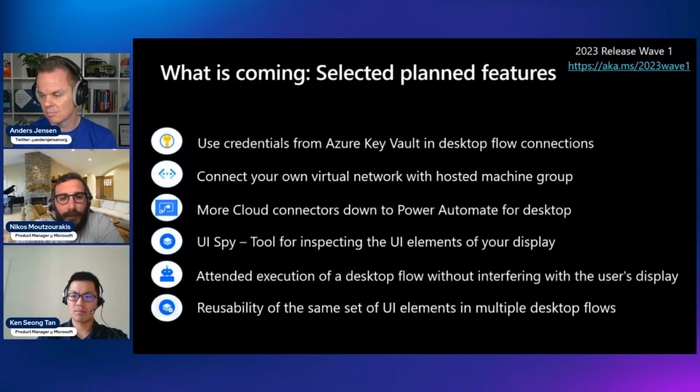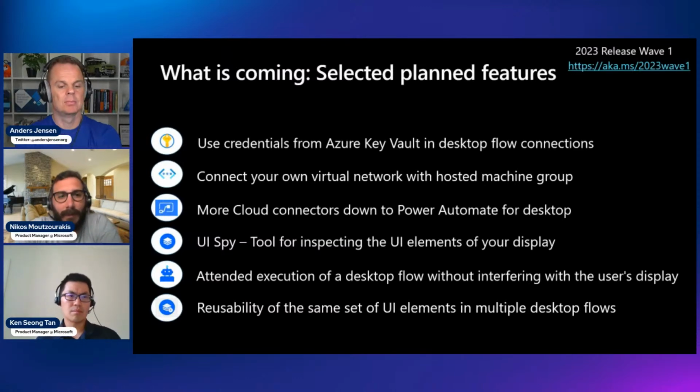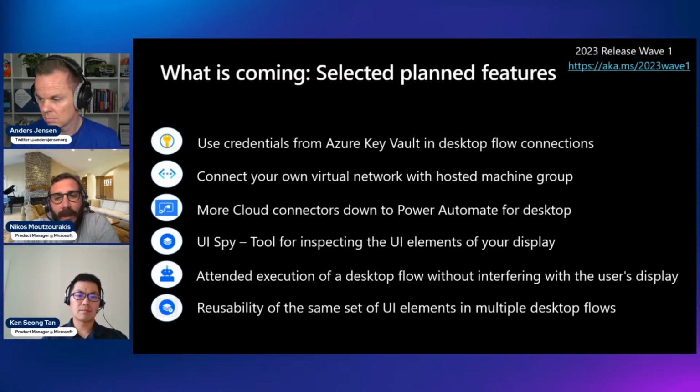Also, Power Automate for desktop will provide the capability of having attended execution of a desktop flow without interfering with the user's display. Right now, UI automation, desktop automation, requires the window, the screen that the flow is interacting with, to be in the foreground, and this, in some cases, does not allow the user to use the machine at that time. With this capability, the user will be able to use his or her machine while the desktop actions are performed in the background, in the same fashion as web automation is performed when the physical interaction is not enabled.